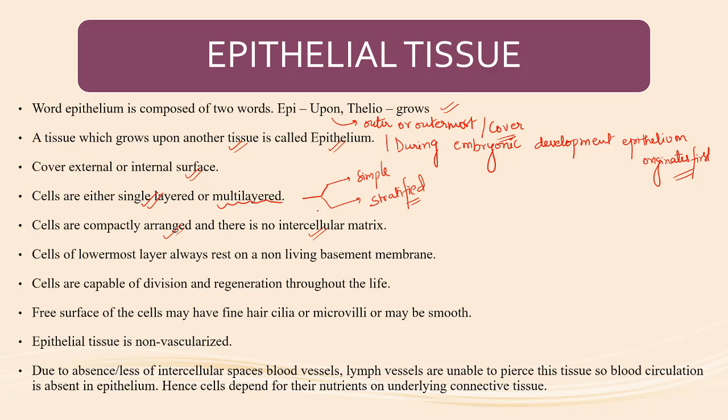The reason is that they have to protect. They are the cover for the other organs and body parts, and that is why they have the least intercellular spaces or intercellular matrix. They are compactly arranged. Very important: cells of the lowermost layer rest on a non-living basement membrane. Cells are capable of division and regeneration throughout life, so the power of regeneration is very prominent.